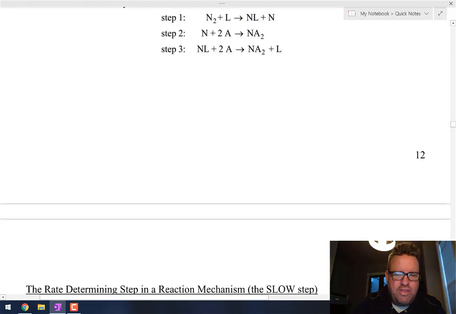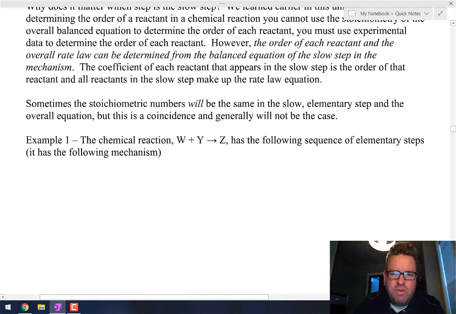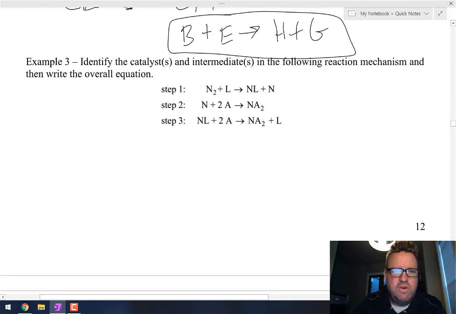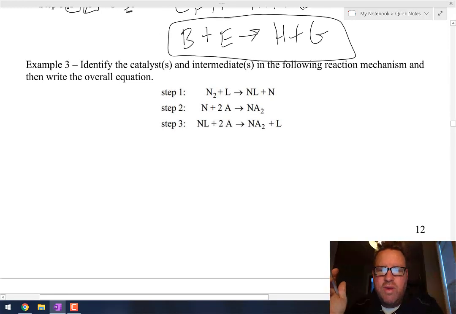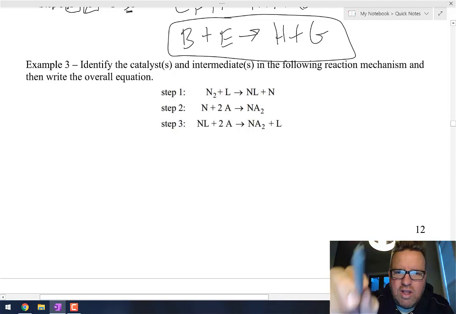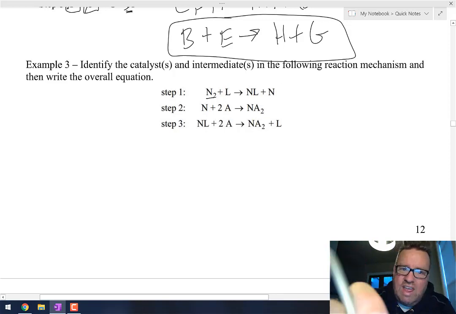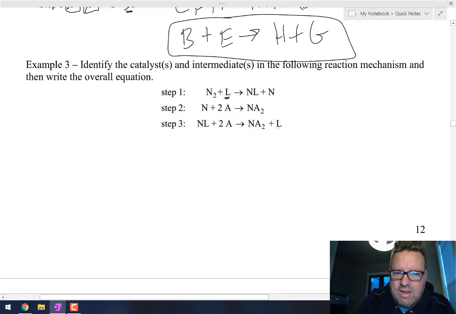All right, example 3, and that will be our last one for this video. Identify the catalyst and intermediate in the following reaction mechanism, and then write the overall equation. You can see they're all somewhat similar. So let's see, N2, I don't see N2 anywhere else canceling out. No big deal, it's staying in. L, though, is a reactant, and then at the very end it's a product. So L is definitely the catalyst, and it's going to cancel out.